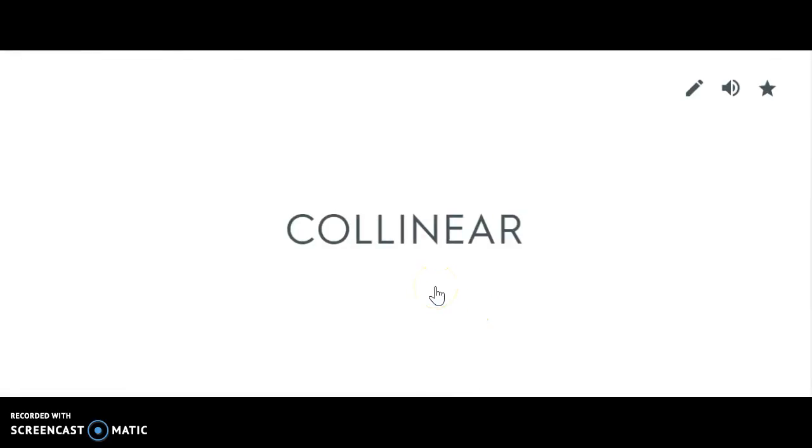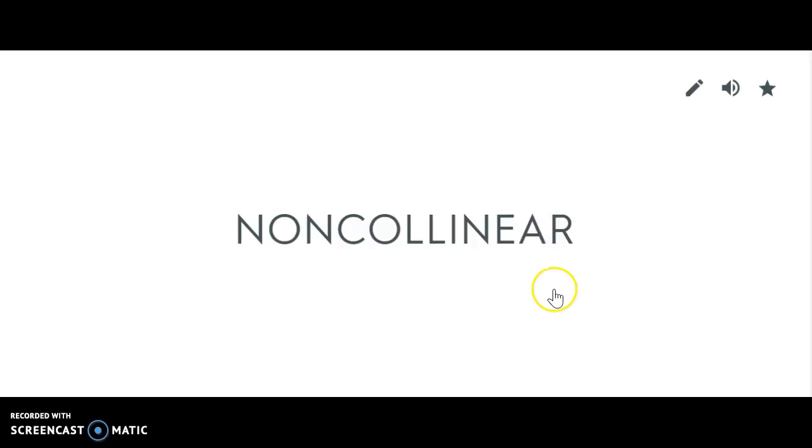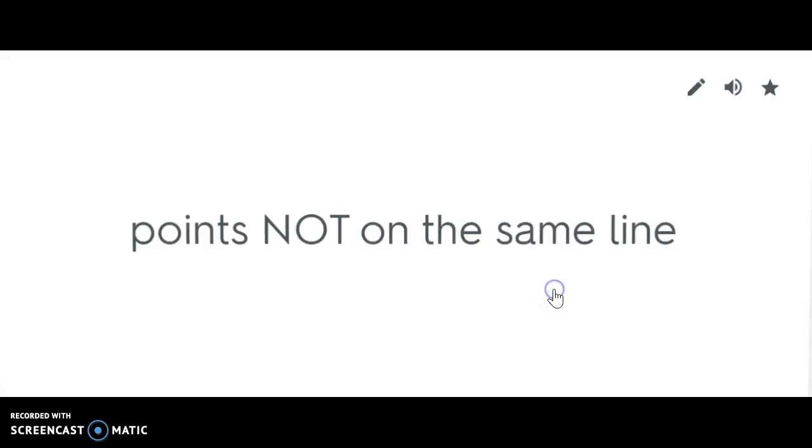Collinear. Collinear is kind of what it sounds like. It has the word linear in it, which is line. So collinear is when points are on the same line. So if it says points A, B, and C are collinear, then I would draw 3 points on the same line. Non-collinear is what it sounds like, not being collinear. So these are points not on the same line. So collinear is on the same line, and not collinear or non-collinear is not on the same line.